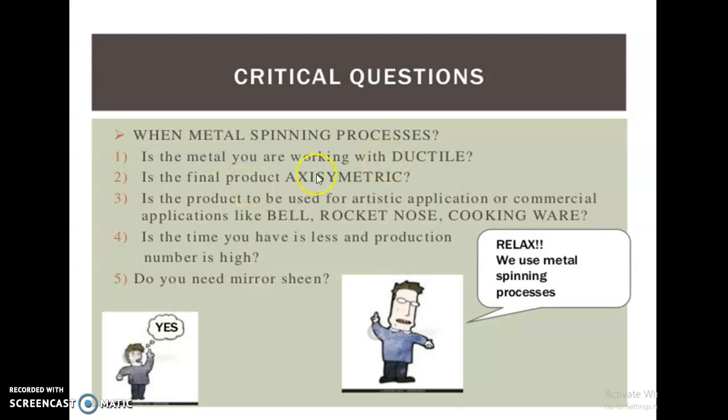Is the final product axisymmetric? Is the product to be used for artistic or commercial applications like bells, rocket noses, cookware, etc.? You can use the metal spinning process. Is the time you have less and the production number high? If you want a large number of products, you can use the metal spinning process. Do you need a mirror machine? A mirror machine is nothing but the opposite side.